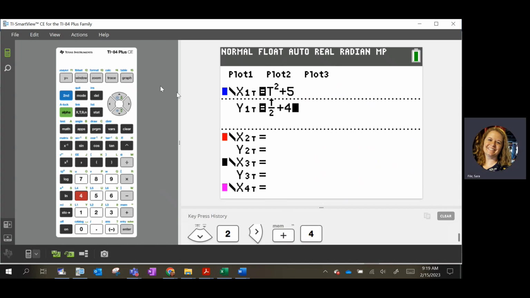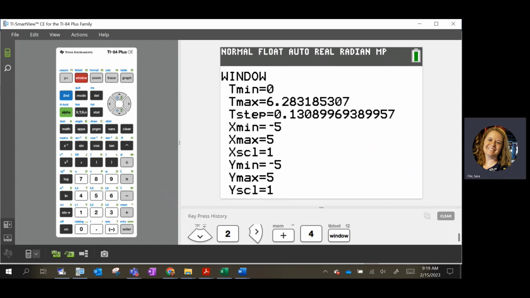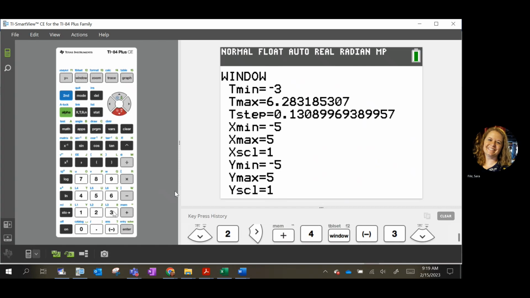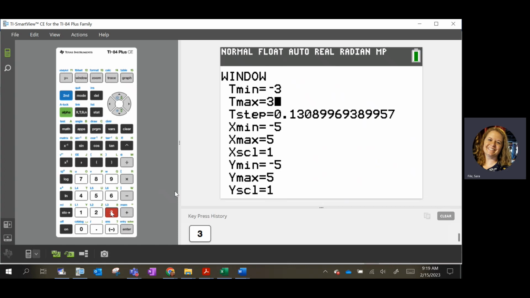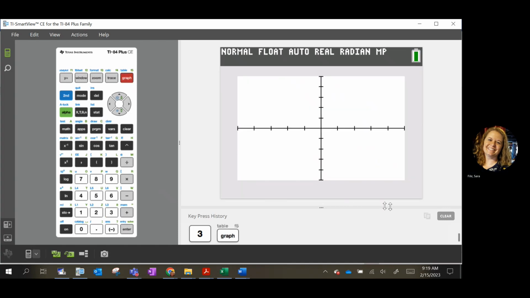Now, if you only want to look at the portion of your graph for your given interval, go to window, just window. And you're going to set up your T minimum and maximum. I just need to see -3 to +3. Okay, that's all the graph that I need to see. Okay, now if you go to the graph, mine's cut off because this only goes out to 5. So I need to change the window settings.